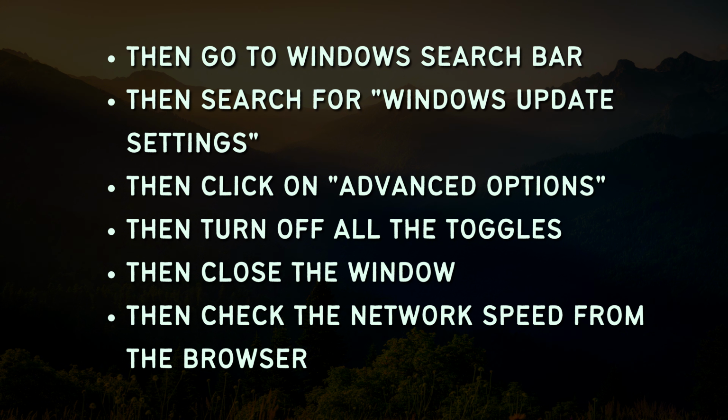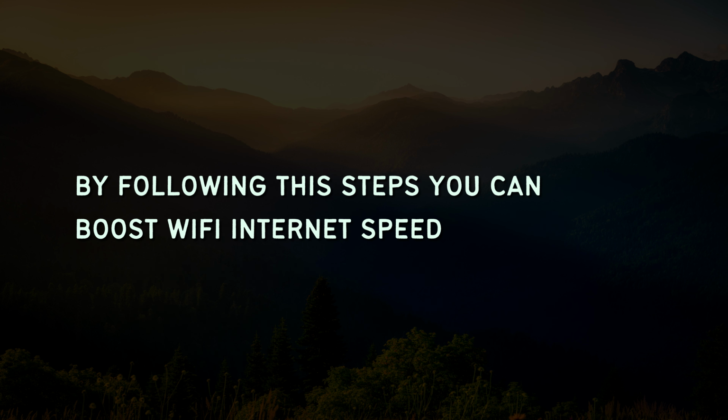Then go to Windows search bar. Then search for Windows Update Settings. Then click on Advanced Options. Then turn off all the toggles. Then close the window. Then check the network speed from the browser. By following the steps, you can boost Wi-Fi internet speed.